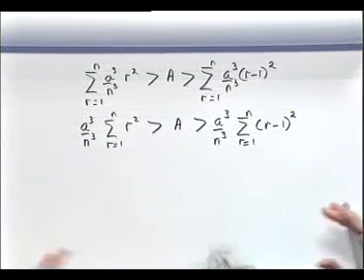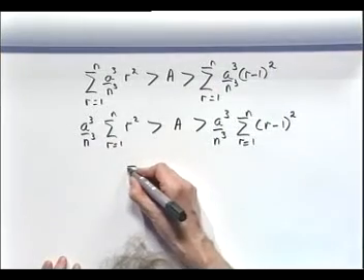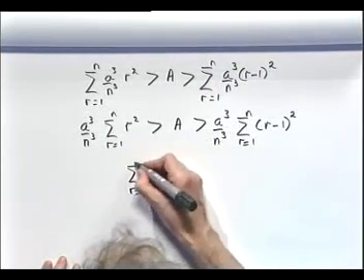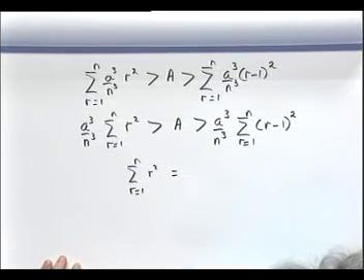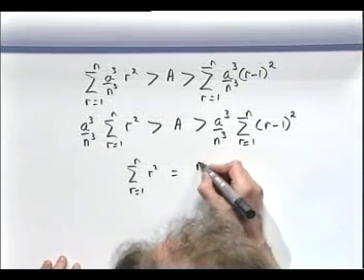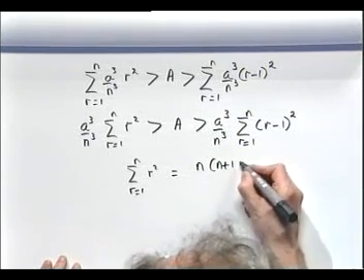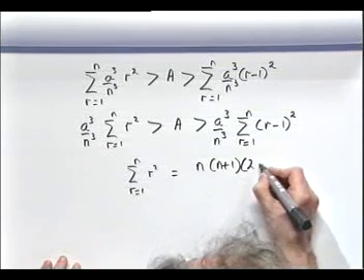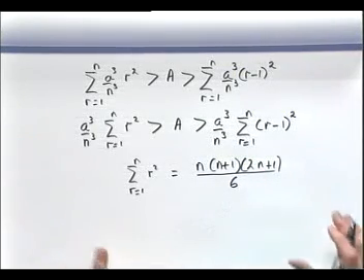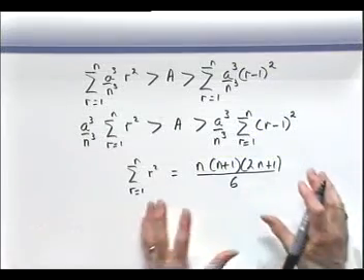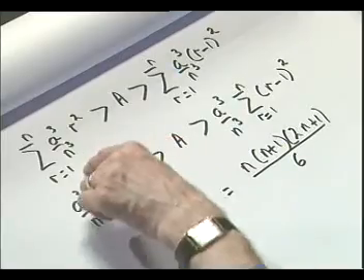Well, yes, there is a formula. There is a formula that tells us what the sum of the first n squares is. And the sum of the first n squares from r equals 1 to n is n times n plus 1 times 2n plus 1, all over 6. Looks a bit complicated, but that's what it is, and in fact it's quite easy to work with. So let's put that in here instead of this one.